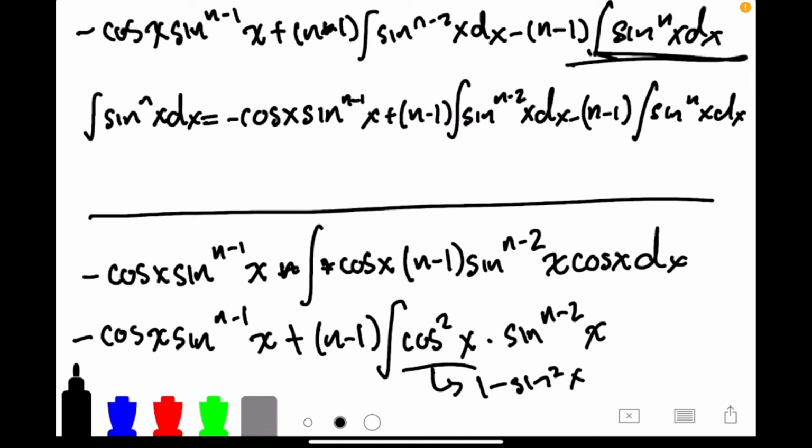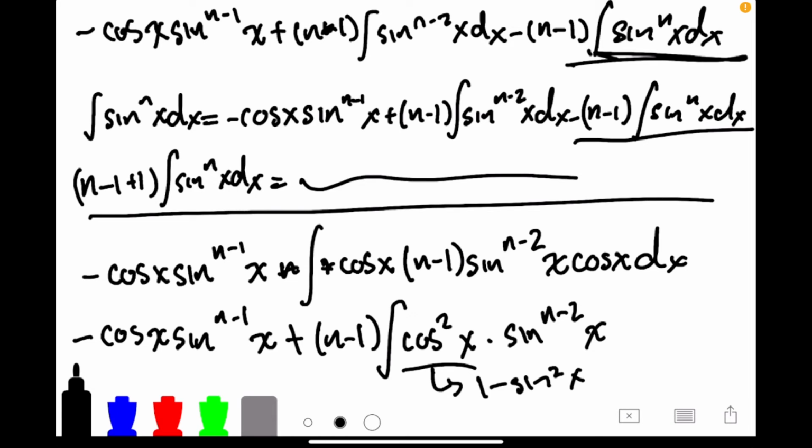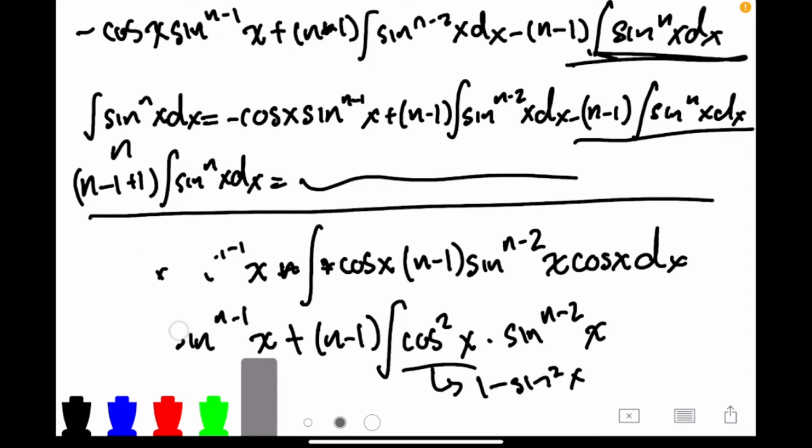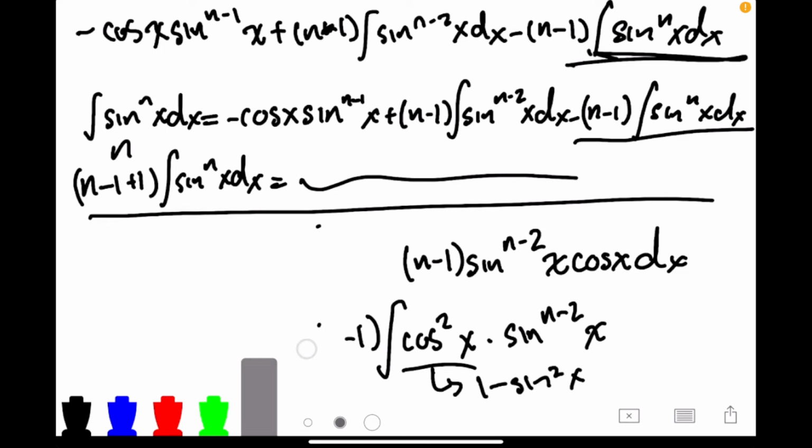We can add this entire section back to the other side, and we get positive n minus 1 plus 1, because of counting in our original, sine n x dx equals whatever else is here. And then we're left here with just positive n. We can divide by n on both sides to isolate that sine n of x. And what we're left with is the equation that you're given there.